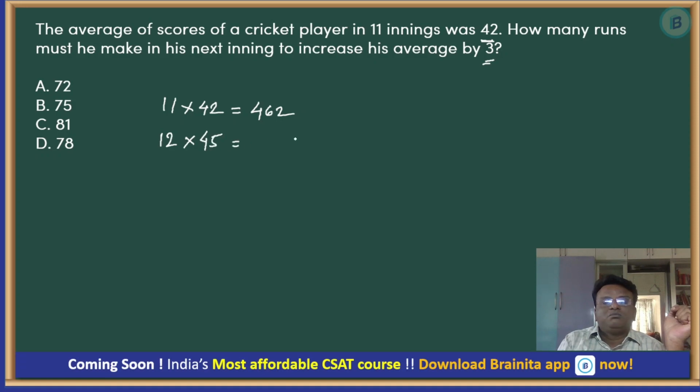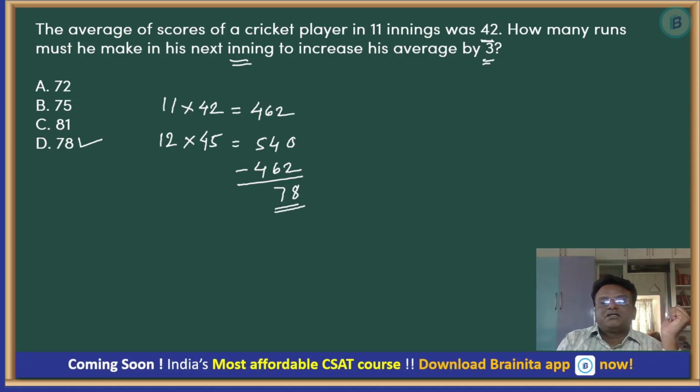So this would be 540. Okay, and the question is simple: how many runs should he make in the next inning, which is the 12th inning, which is 540 minus 462, which is 78. Okay, so that's the answer. The answer is very easy. Now look at it from a similar perspective.